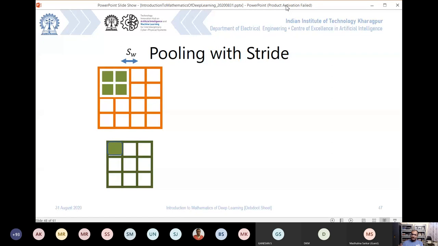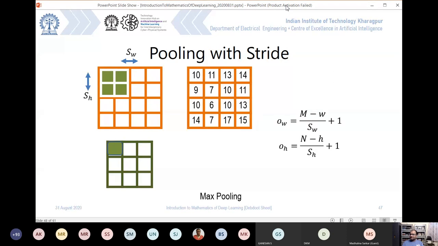So instead of doing it for whatever was the size, I was doing a 2 cross 2 pooling and shifting by two elements every time. Instead of that, I am now shifting by one element. If I do that kind of an operation, then my output size is going to be pretty different. And this is again similar to what we had done for the convolution operation itself. Your max pooling is going to get you this kind of a value which comes out over here.